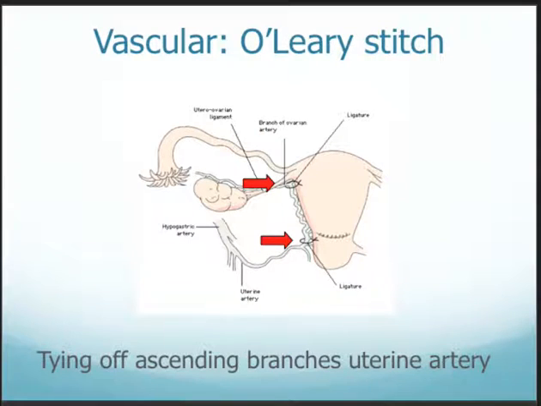Here we see a diagram of the O'Leary stitch. This lady had a lower segment cesarean section. Here we see the uterine artery, and this is the ascending branch which runs on both sides of the uterus in the parametrium. And when we place a stitch here and there, and do it on both sides, that reduces the blood flow to the uterus and sometimes is sufficient to deal with the postpartum hemorrhage.